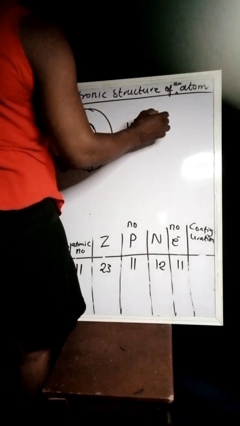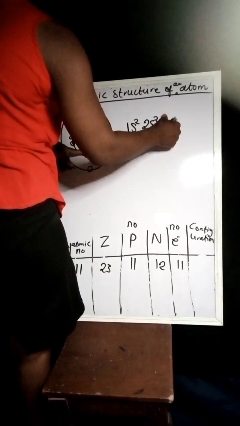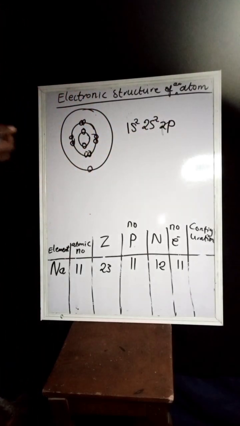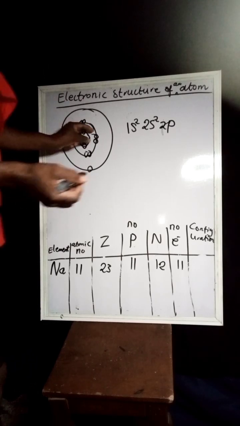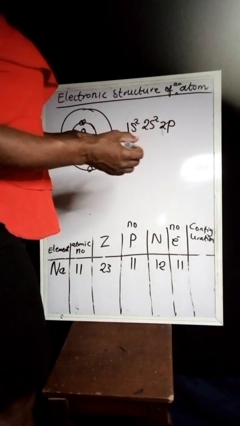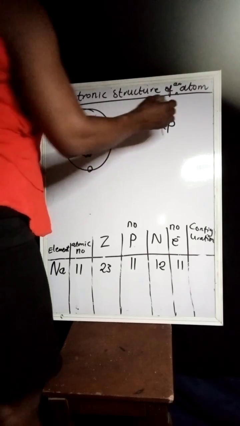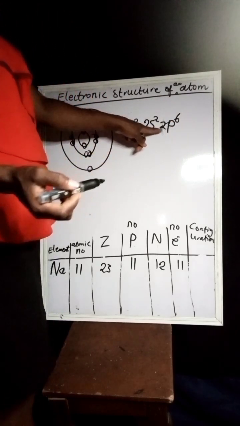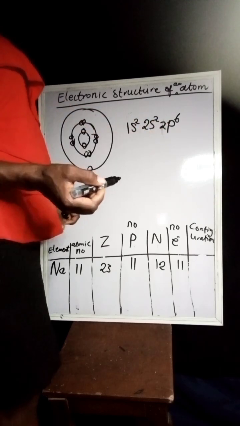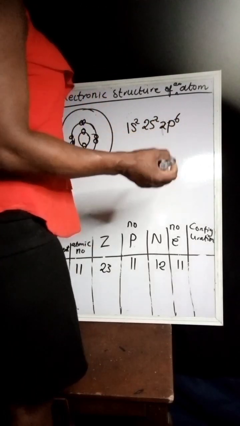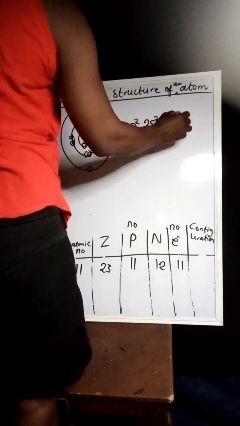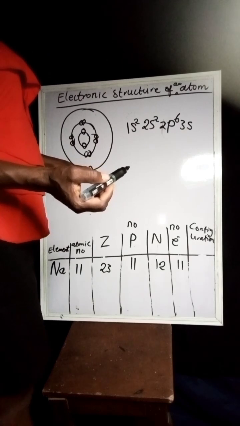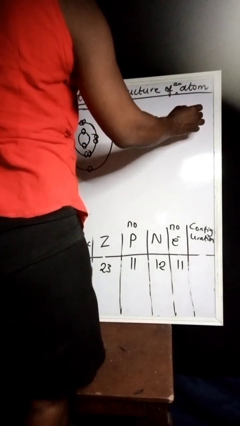Then we go to the 2p orbital. p accommodates a maximum of 6 electrons. So we fill 1, 2, 3, 4, 5, 6. We use it to fill the p orbital. So the second shell is now completely filled up. We go to the third shell. And when we go to the third shell, we start from the s orbital. We have 3s. How many electrons are remaining? It's only 1 electron that is remaining. Then you fill it there.